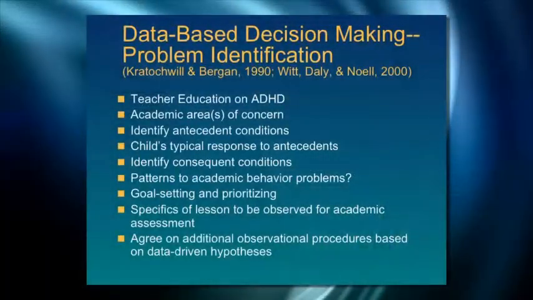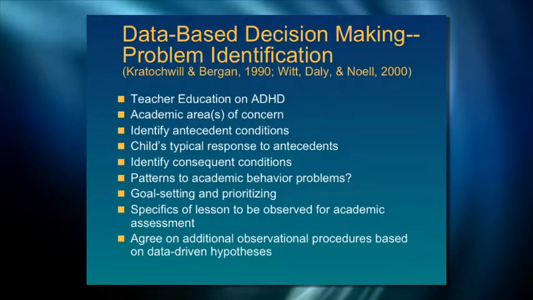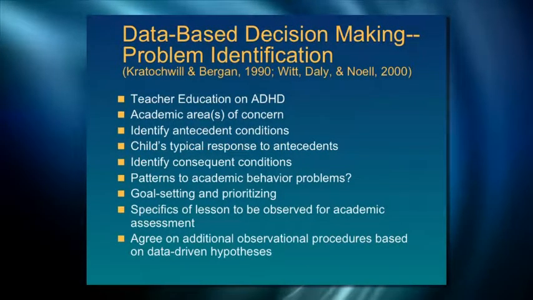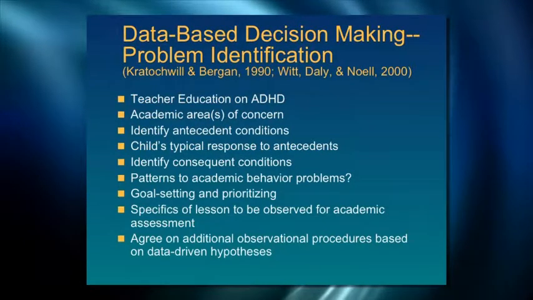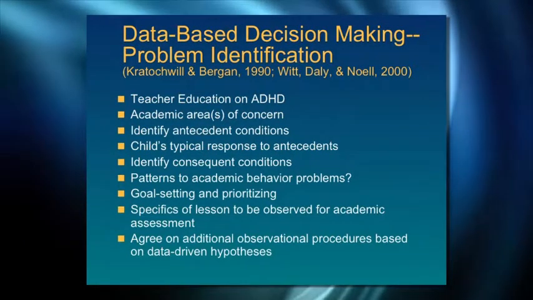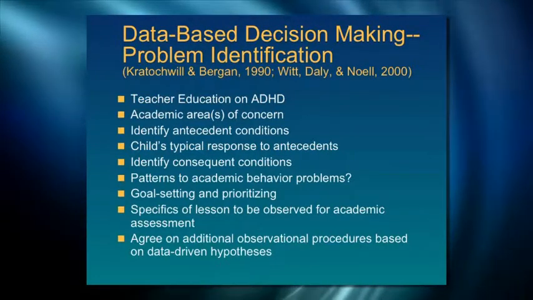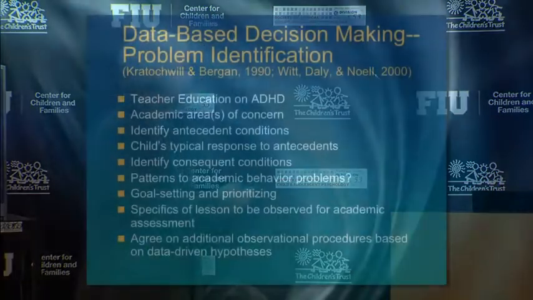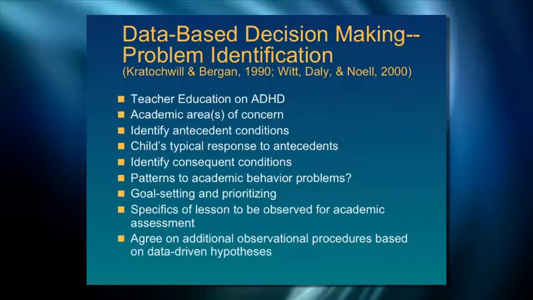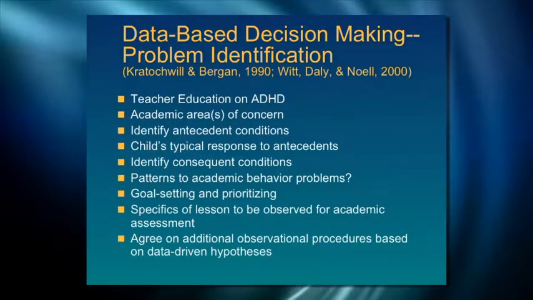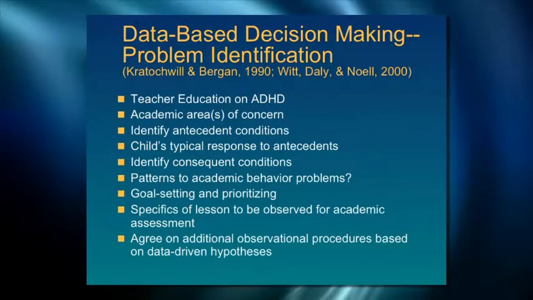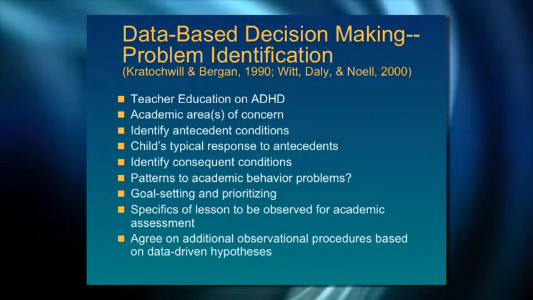What's triggering them, so the antecedent events, and what's following them, what are the consequences of these problems, whether they be academic, social, or behavioral. And then we're looking for a pattern to these. This is very similar to the functional behavioral assessment approach, right? You may recognize that. So you're identifying the problem, you're looking at the environmental context of that problem. Next, you're setting some goals, prioritizing those goals, and agreeing on some additional data collection that may be gathered here.